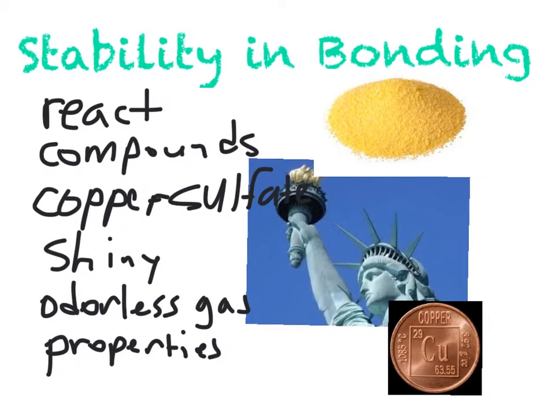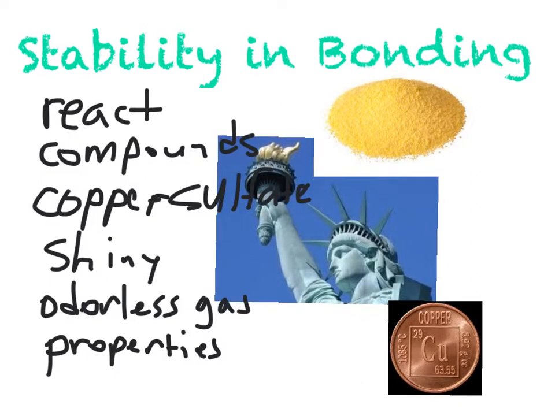Now, the Statue of Liberty is green because it's originally copper. Now it's combined with sulfur and oxygen. That's where it gets its green color. So for your first talking point on the left-hand side, I'd like you just to write Statue of Liberty.